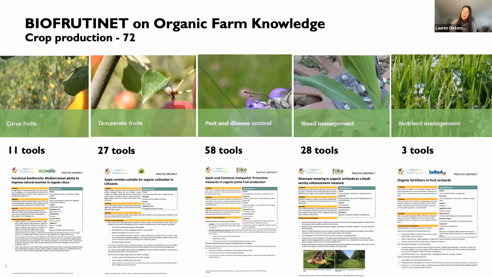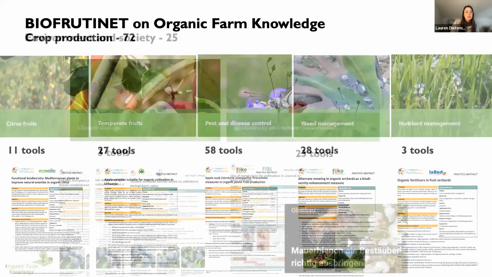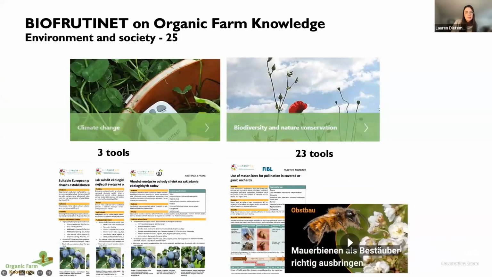The total 72 tools are also featured and categorized under different themes and sub-themes. So here we see the theme environment and society, that we have 25 tools and 3 tools which are categorized under the sub-theme climate change. Here we see an example of a practice abstract, suitable European plum cultivars for organic orchard establishment. It's in English, but it was also translated into Czech and Slovakian.